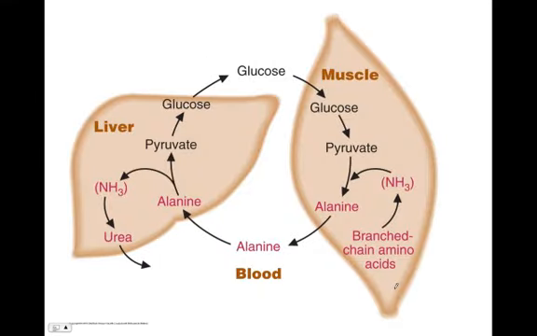This interrelationship is referred to as the alanine-glucose cycle shown here, where the skeletal muscle releases alanine through branched-chain amino acid catabolism. The alanine shuttled to the liver is transaminated to pyruvate, the enzyme here being alanine aminotransferase, and the pyruvate can be used in the synthesis of glucose through gluconeogenesis.